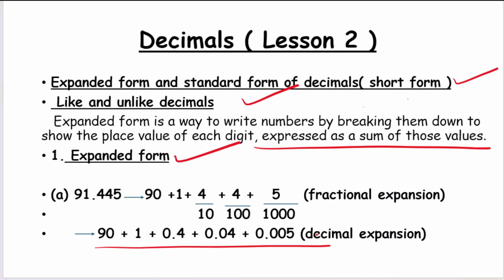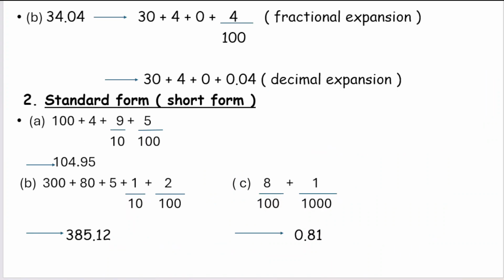Let us look at another example related to expanded form. 34.04. So 30 plus 4, the whole part remains the same in both the types of expansion. Plus 0 plus 4 by 100. So again this is the fractional expansion. Now 30 plus 4 plus 0 plus 0.04. So this is the decimal expansion. So in the tenths place it is 0 and in the hundredths place it is 4.